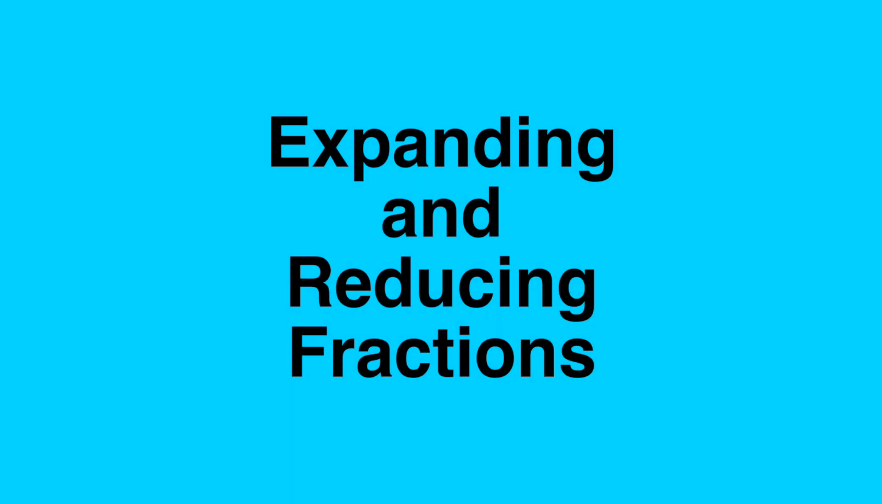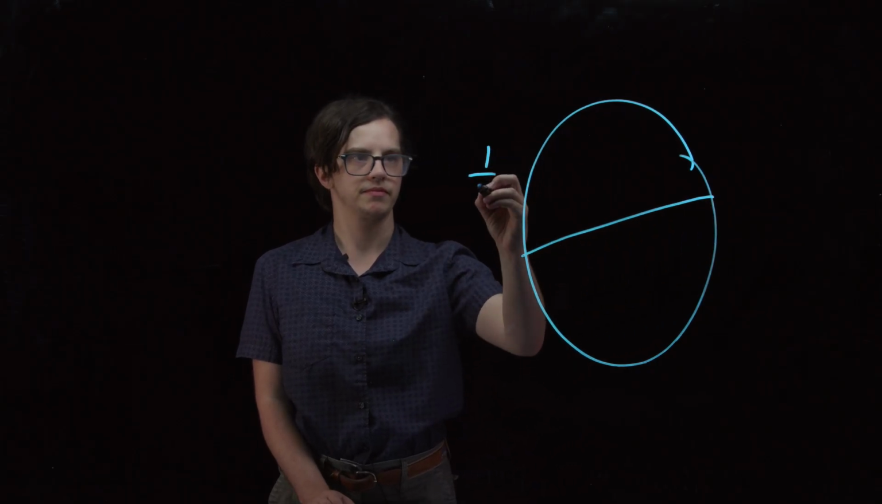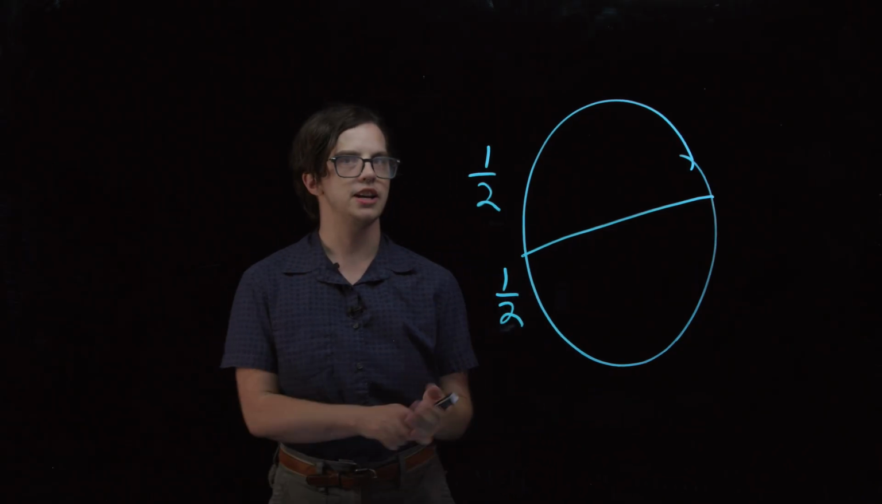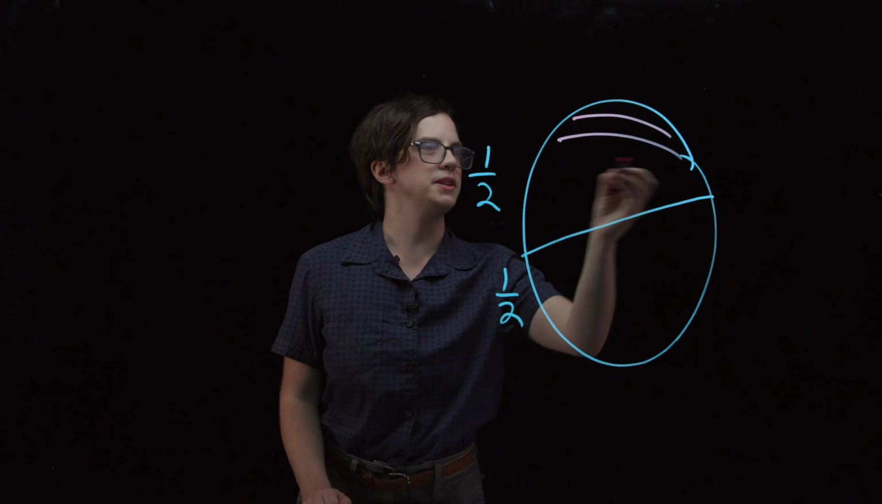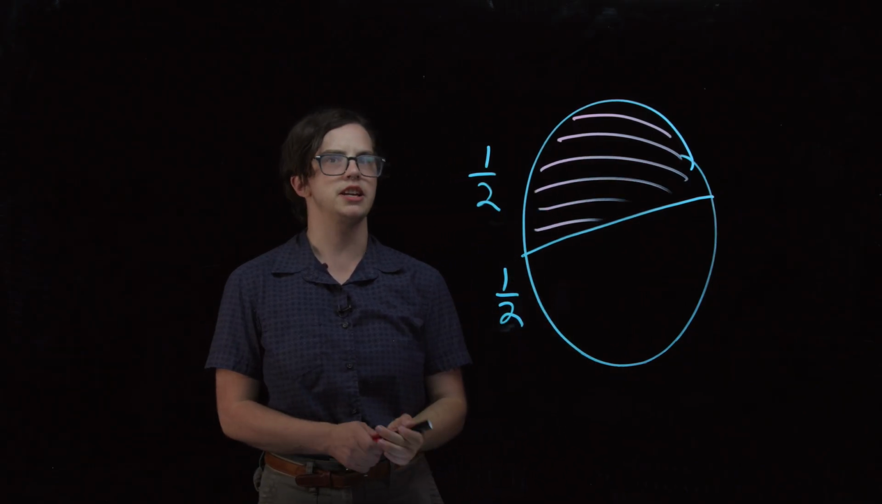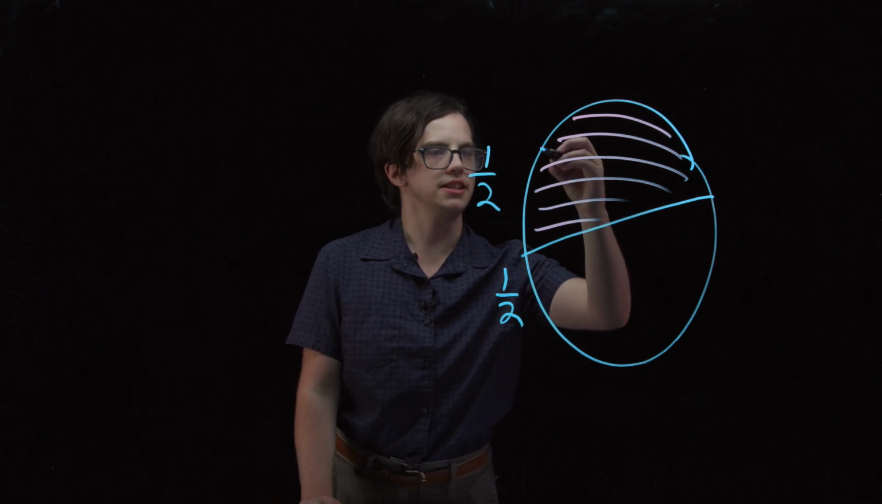Today we're talking about expanding and reducing fractions. So Brenna and I are going to order a pizza. Here's our pizza. Half of the pizza is mine, and half the pizza is Brenna's. I'm going to color mine in pink just so we know which one is mine. Now I'm going to cut the pizza into smaller slices. So we're going to cut this pizza into 6 slices.